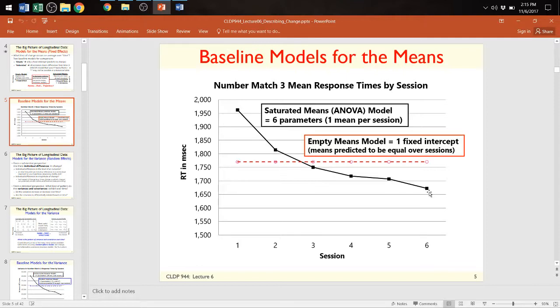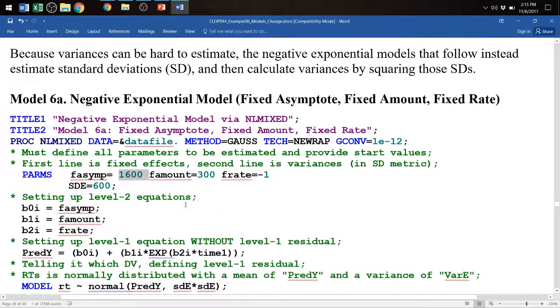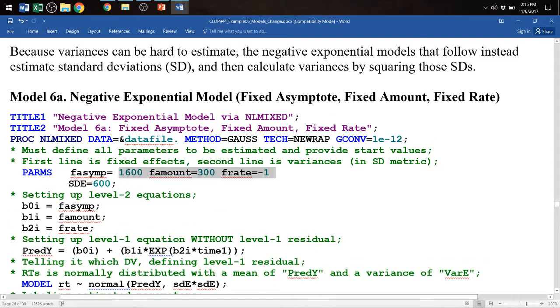If I had to make a guess as to where this line would end up if we made these people practice for the rest of their life, it's still kind of going down at this point. If I just hazard a guess, I'm going to say maybe 1600 milliseconds, somewhere in there. And if I had to say how much total change they had in response time, I'd say 300, maybe 400 milliseconds total between the top and where they're going to end up. And the fact that they're going down means that my rate parameter is going to be negative. So just taking those pieces of information, I hazard a guess as to what my start values would be.